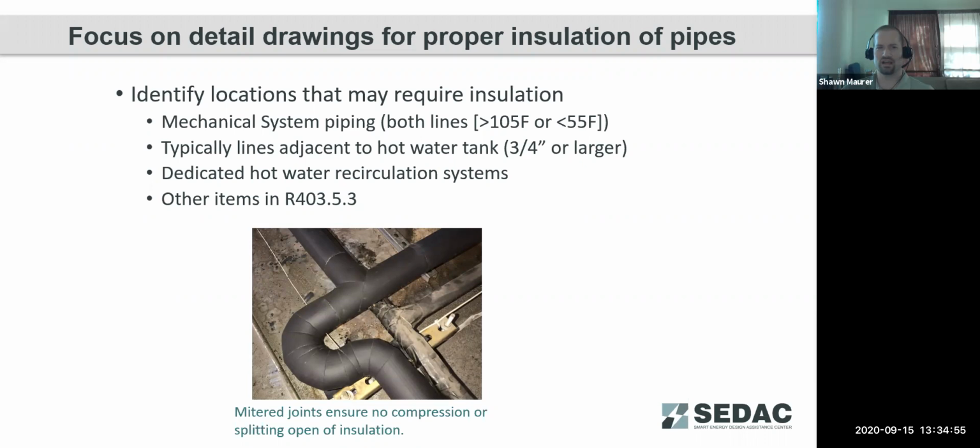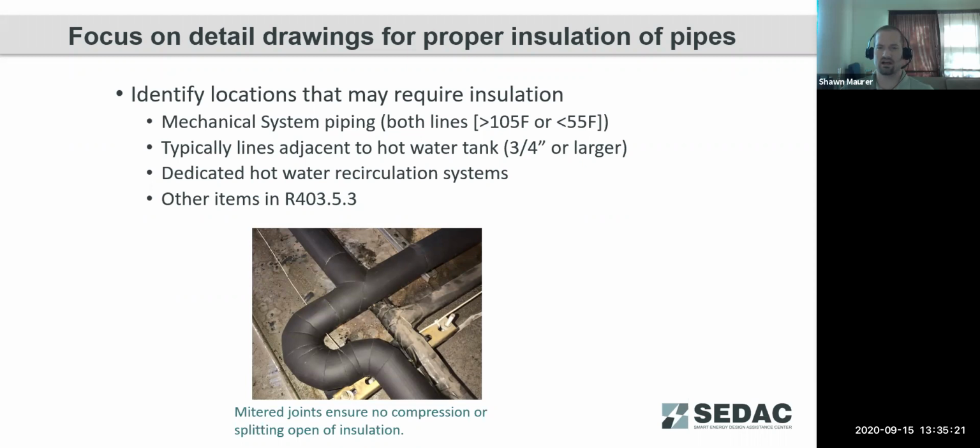Also, the drawing should identify the locations and systems that require that insulation. So for mechanical systems and hot water piping, any plumbing line or mechanical refrigerant line that's going to exceed 105 degrees temperature or be less than 55 degrees Fahrenheit temperature is required to have insulation on it.